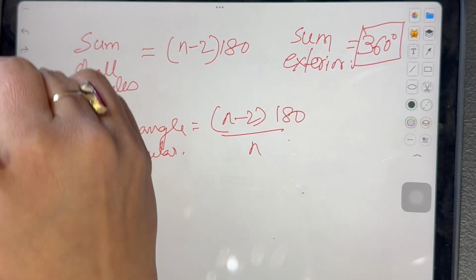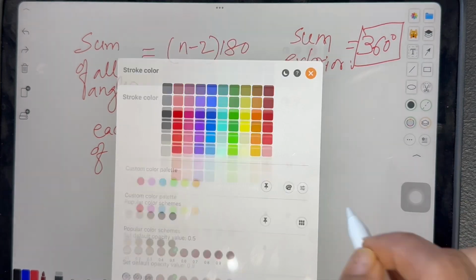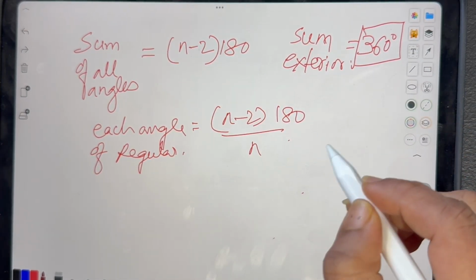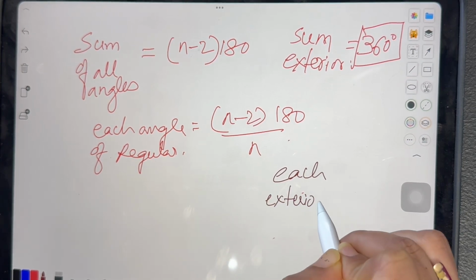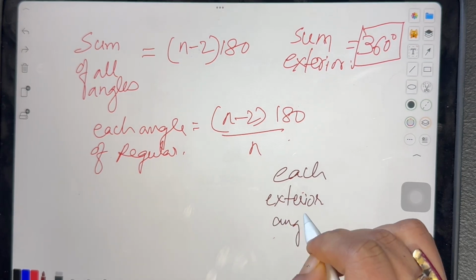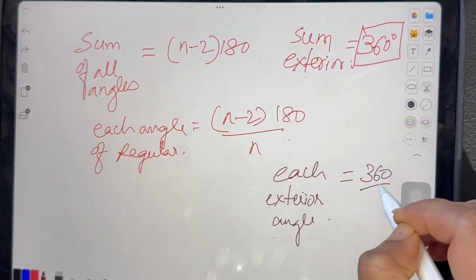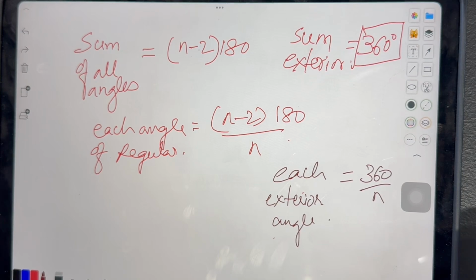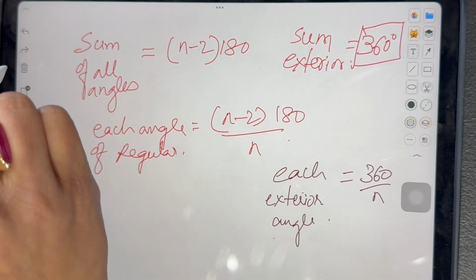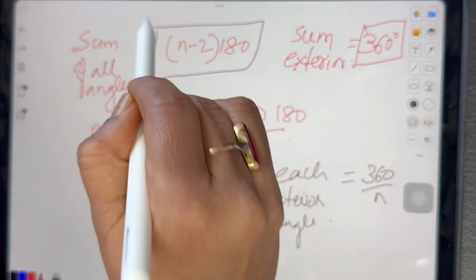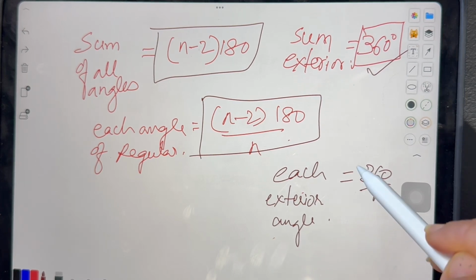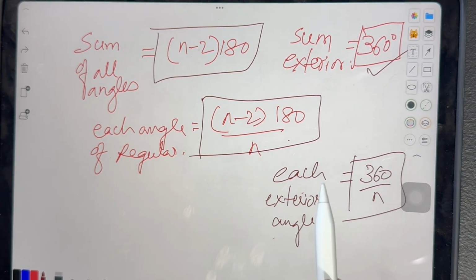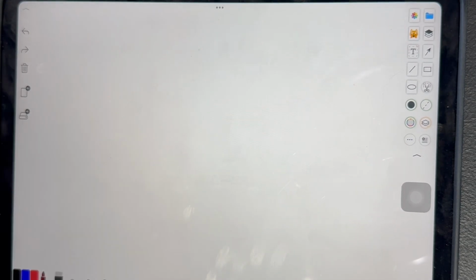Okay, so each exterior angle. But the moment I'm talking about each exterior angle, I'm talking about a regular figure. If you have the logical thought, you will understand what each exterior angle will be. Each exterior angle of any polygon will be 360 divided by the number of sides, right? 360 divided by n. I hope you understood these formulas. One is the sum of all angles of any polygon, each angle of a regular polygon, sum of exterior angles of any polygon, and each exterior angle of a regular polygon.